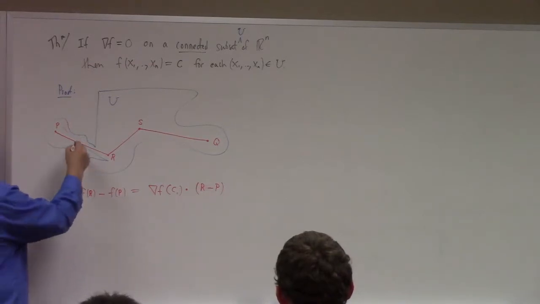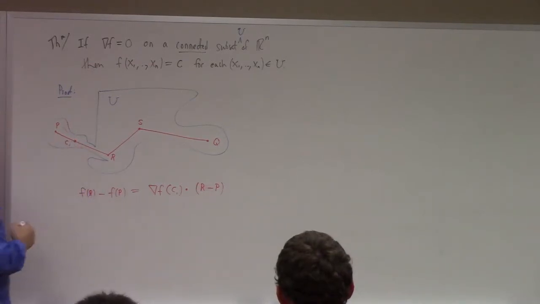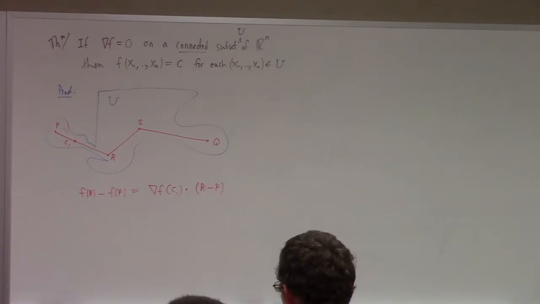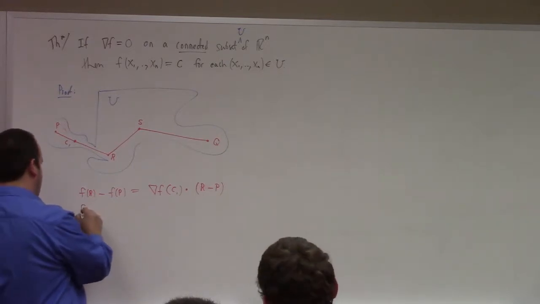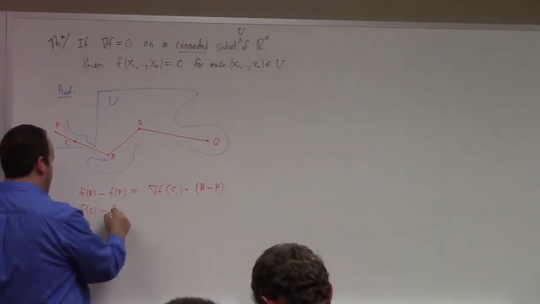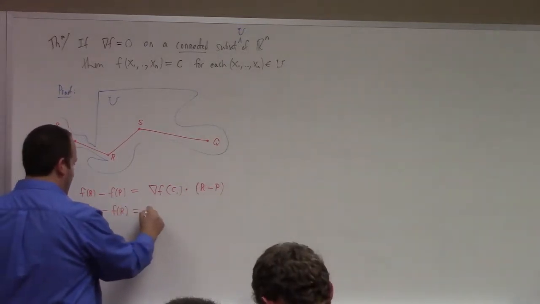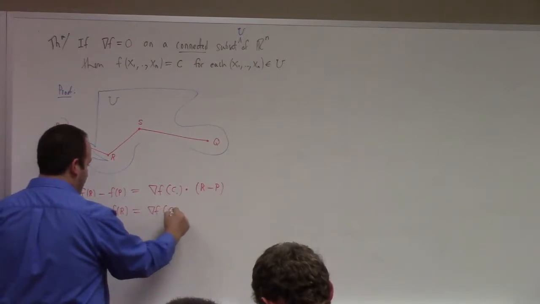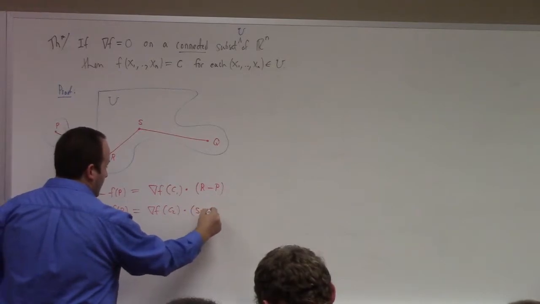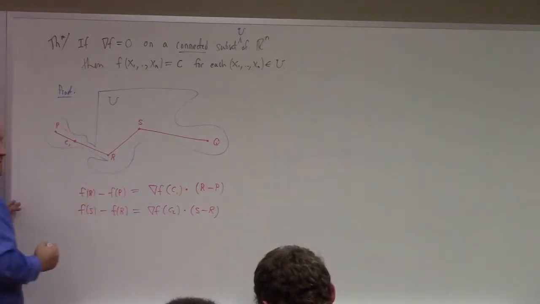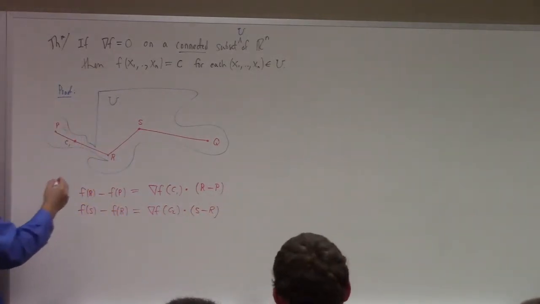And where is C1? Well, C1 is somewhere in here, right? And how do I know such a point exists? The mean value theorem, right? Then what's next? f of S minus f of R is the gradient of f at C2 dotted with S minus R, right? And C2 is some point in here.